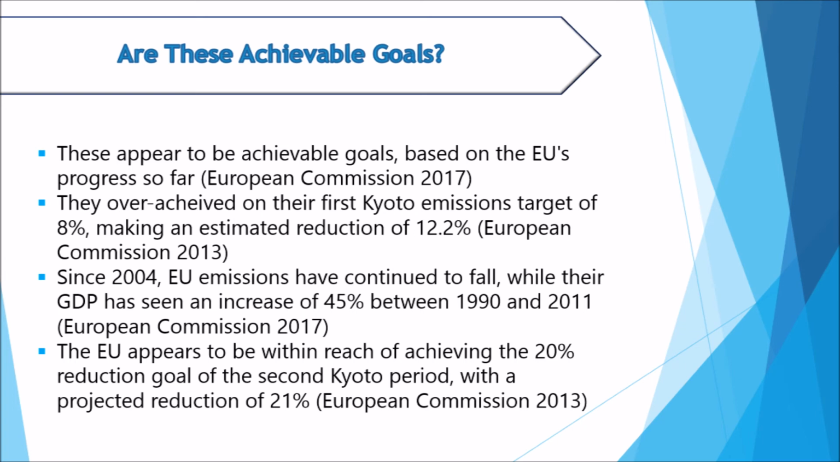Since 2004, EU emissions have continued to fall annually, with their emission estimated at being 18% below 1990s levels in 2012. Meanwhile, their GDP has grown by 45% between 1990 to 2011. The second Kyoto period, spanning 2013 to 2020, involves a commitment from the EU to have an annual reduction of 20% below 1990s emissions levels. The EU appears to be within reach of achieving this 20% goal, with projections showing their reduction to be at 21% below 1990 by 2020.